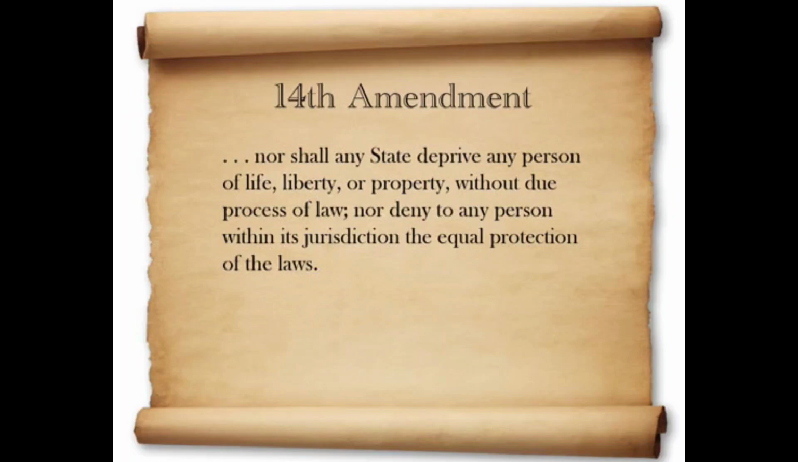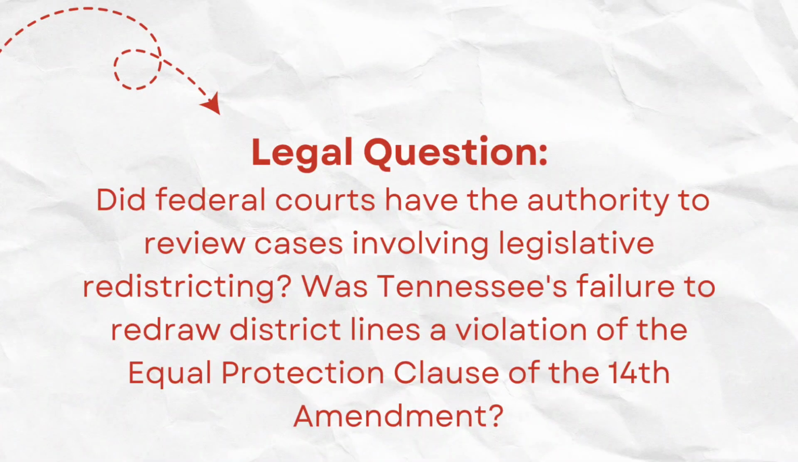He filed suit, but lower courts dismissed the case, claiming that issues of legislative apportionment were political questions outside the jurisdiction of the courts. The legal question before the Supreme Court was whether federal courts had the authority to review cases involving legislative redistricting and whether Tennessee's failure to redraw districts violated the Equal Protection Clause of the 14th Amendment.